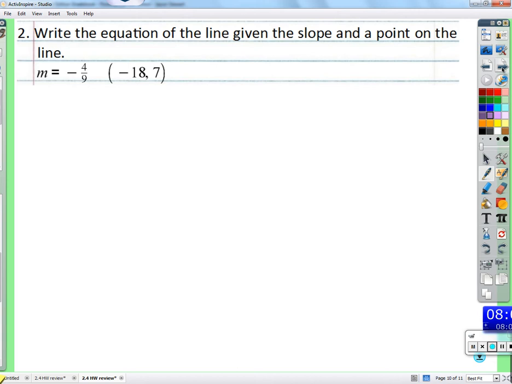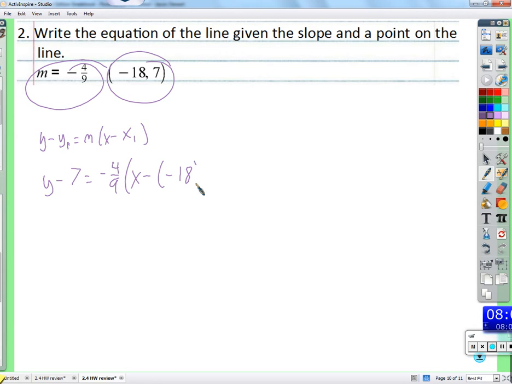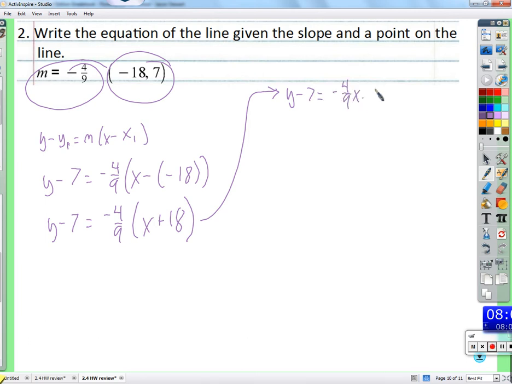Okay, equation of the line, given the slope and the point. We got a point here, slope here, we can use the point-slope one. Y minus 7 equals negative 4/9 times x minus negative 18. Y minus 7 equals negative 4/9 times x plus 18. Distributing that negative 4/9, I get negative 4/9 x minus this 18, which will cancel with a 9, and there's 2 times negative 4, that gives us negative 8. And add 7 to both sides. Negative 4/9 x minus 1. As long as we got here, that's what matters. If we did it with the slope-intercept form, solve for b and plug that back in, that's fine too.